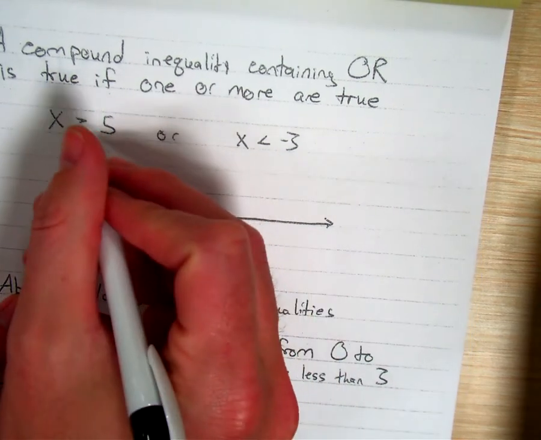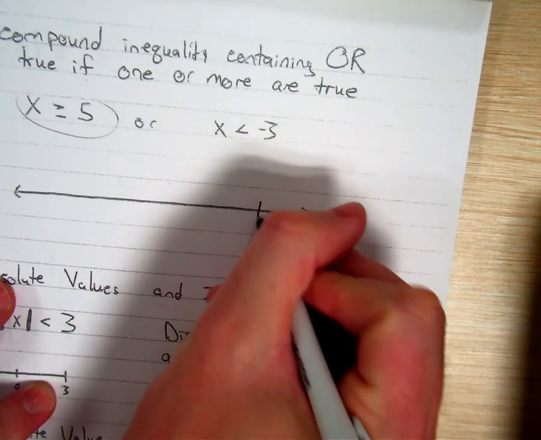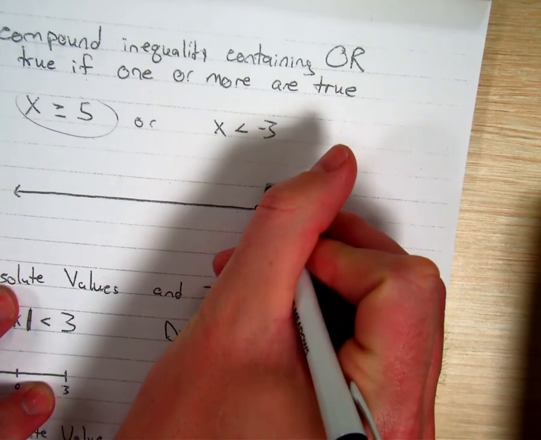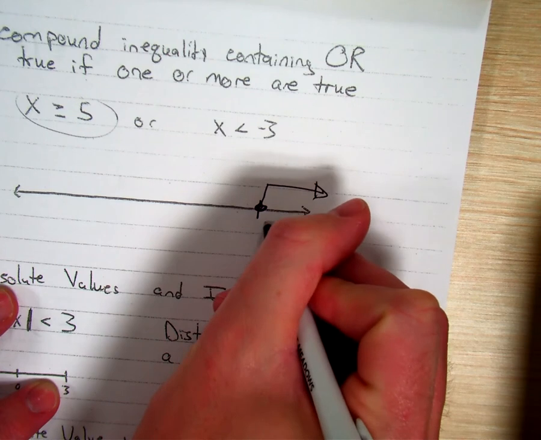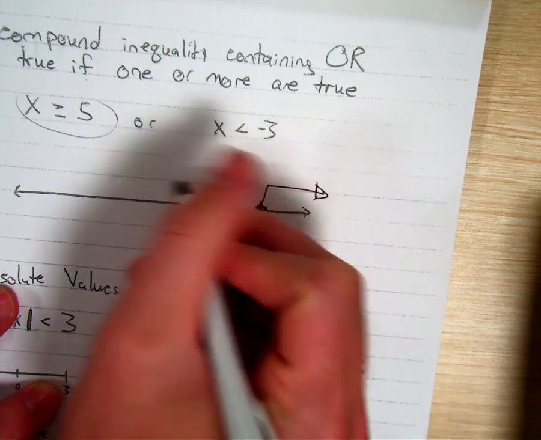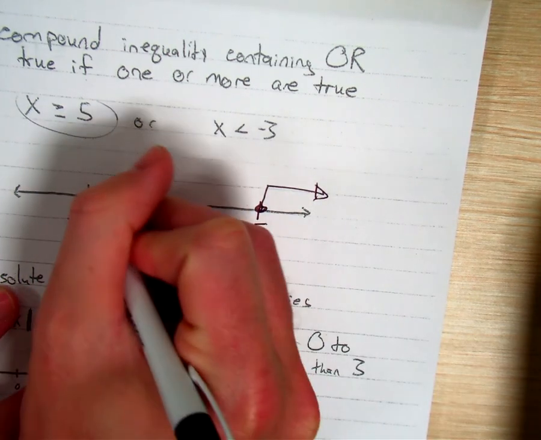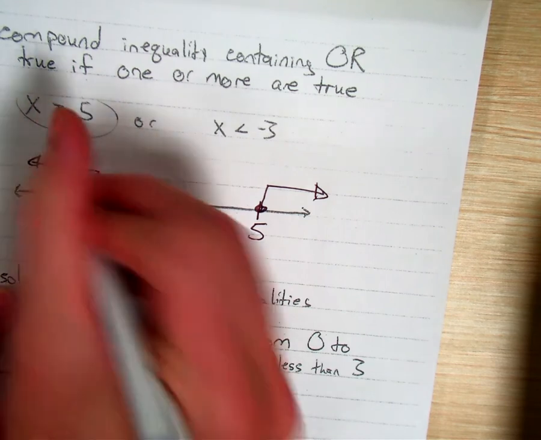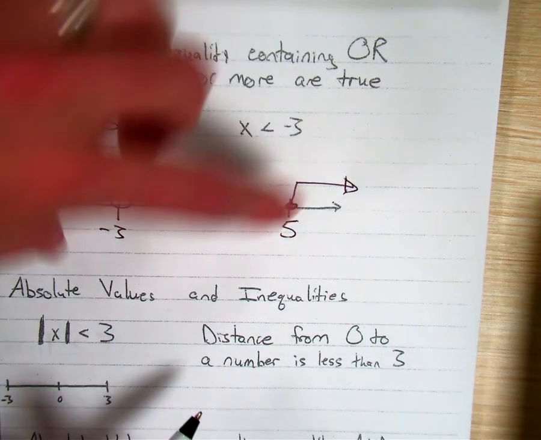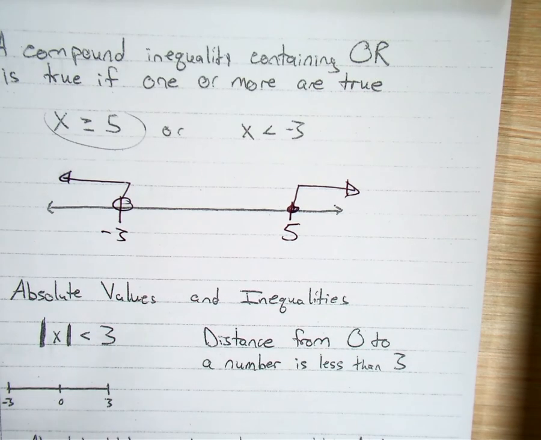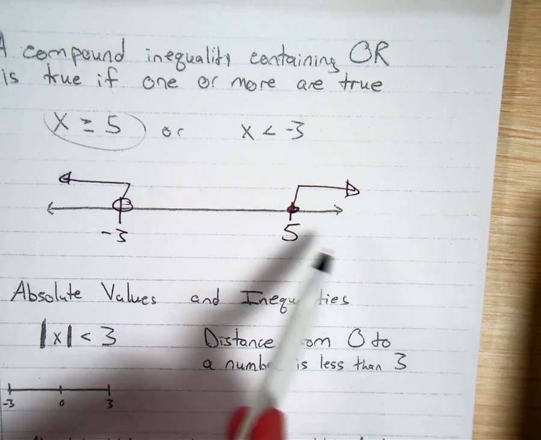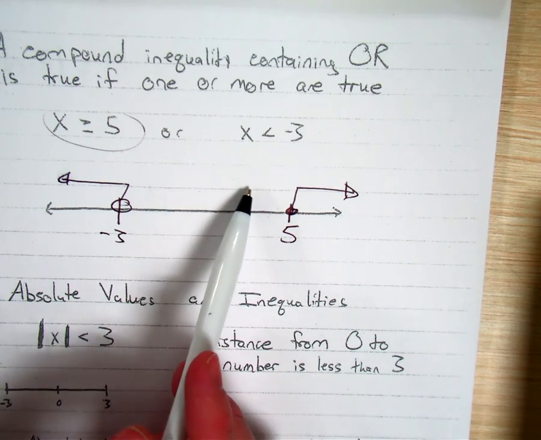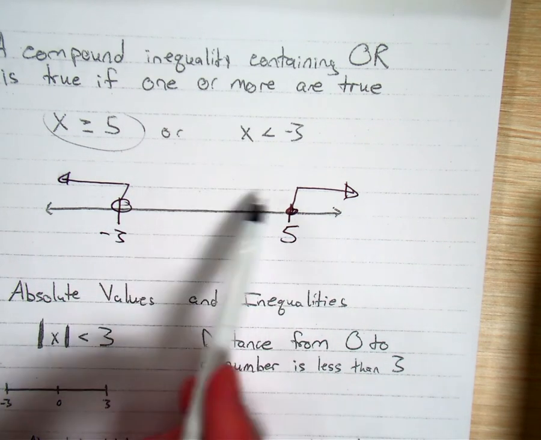All right, so x is greater than or equal to 5 or less than negative 3. All right, and that's the answer. Either way there, okay? If that would have been an and, then there would have been no overlap and there'd be no solution.